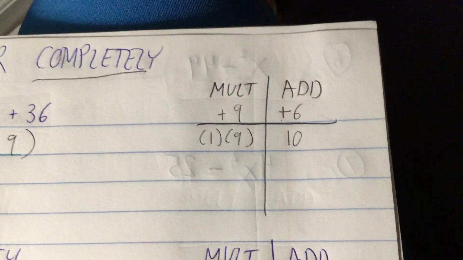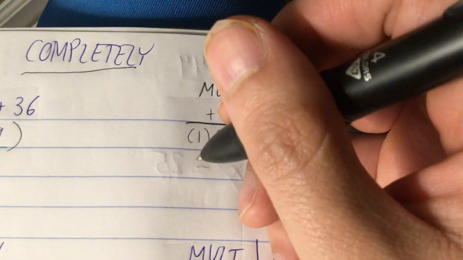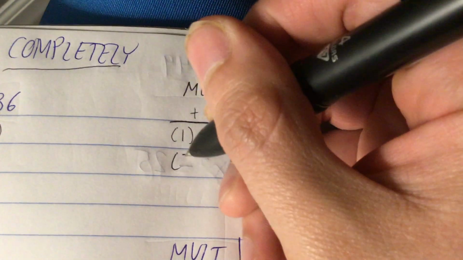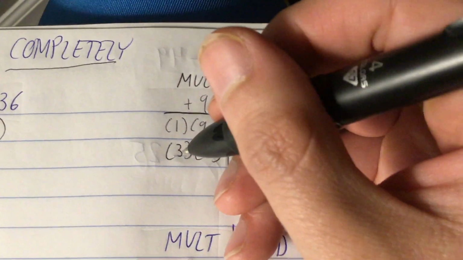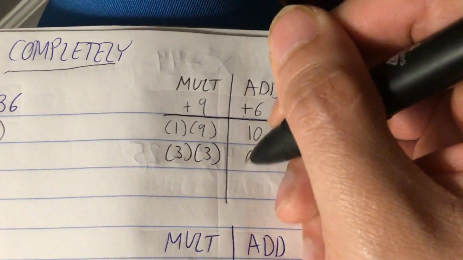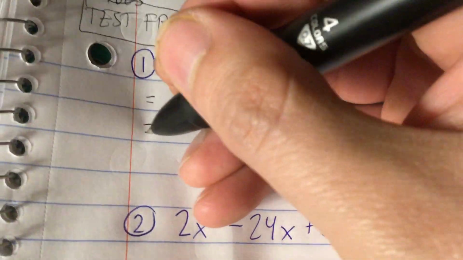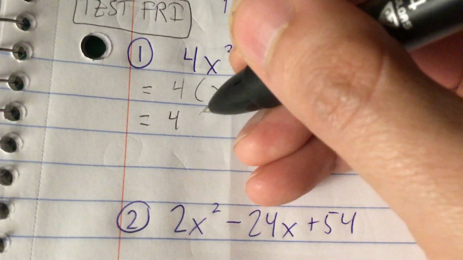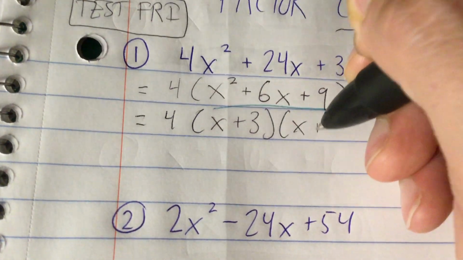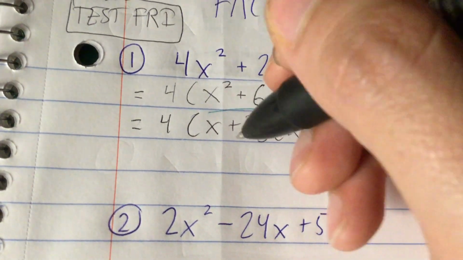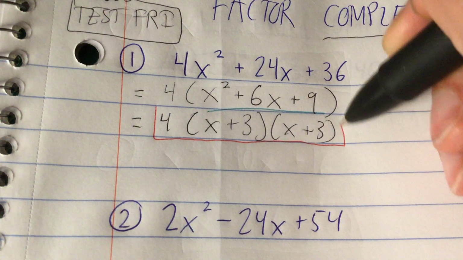Let's try divide by 2. Well, that would be a decimal, 4.5. So forget about it. Let's try divide by 3. 3 times 3 is 9. 3 plus 3 is 6. So we have a winner on that try. So remember, I factored out the 4. And the winning combination is positive 3, positive 3. So this is 4 times x plus 3 times x plus 3. And I'm totally okay with that.